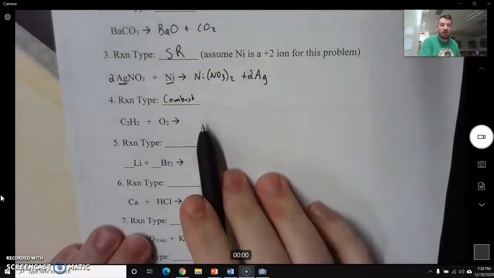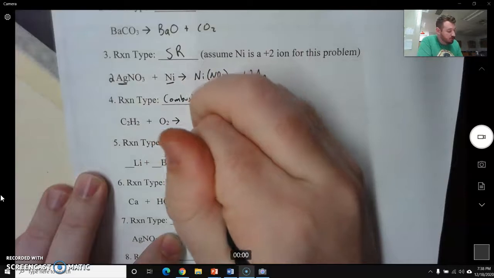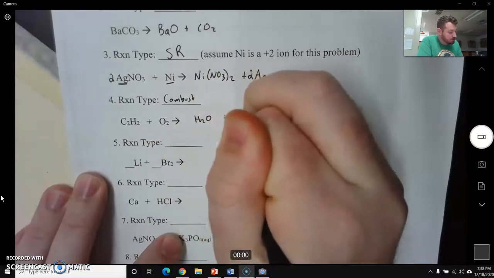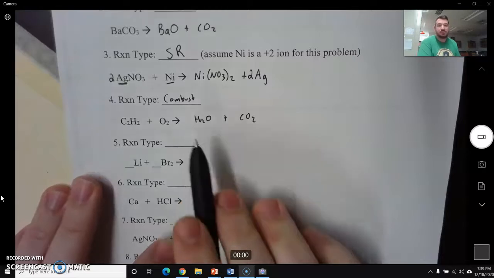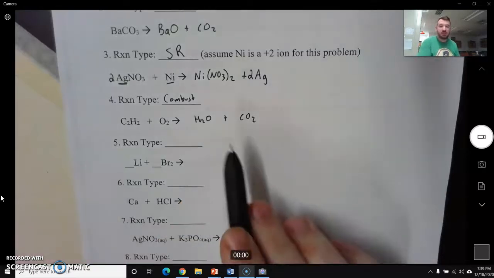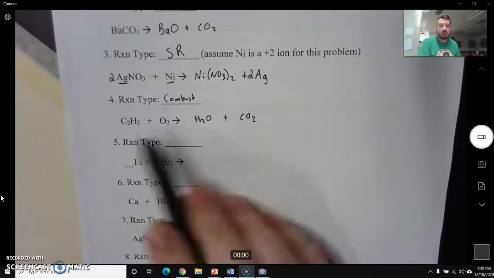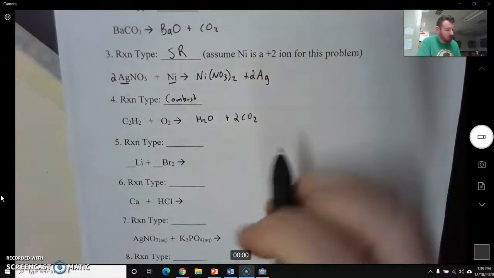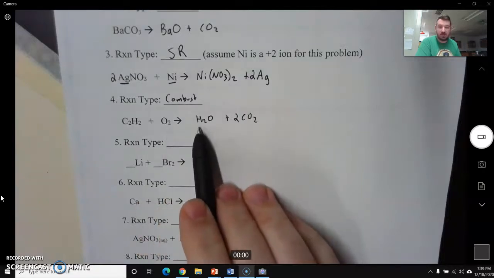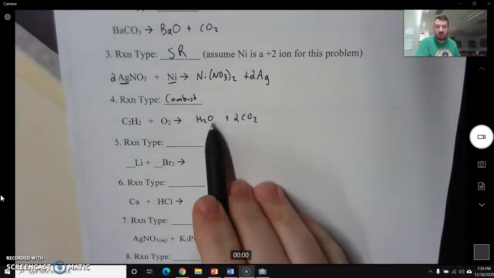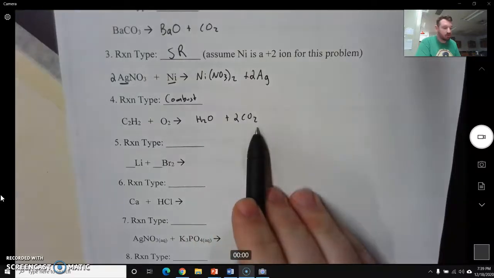Right, combustion reactions always have the same products. So in a combustion reaction, you have H2O plus CO2, and you want to leave space before them because we'll have to balance. So every single time you have a combustion reaction, these are your products, and it's your job to balance. So if I have 2 carbons on the left, I need 2 carbons on the right. If I have 2 hydrogens on the left, well, I have 2 hydrogens on the right. But this gives me 1 plus 4 oxygens for a total of 5.